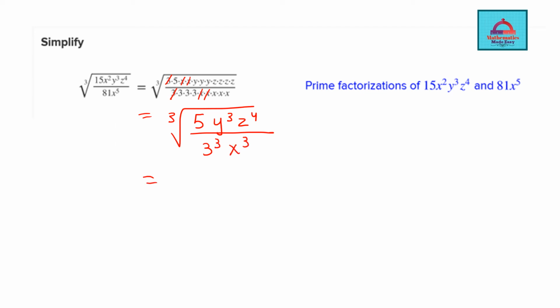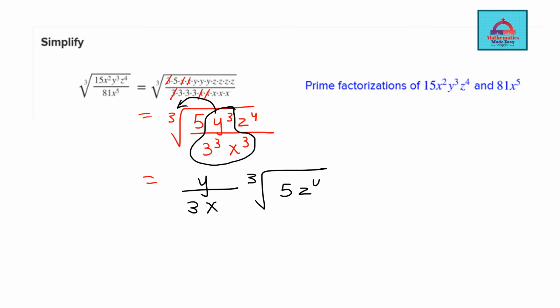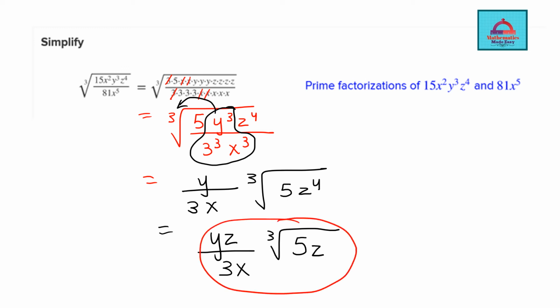So this y cube will come out of the radical because it's in a triple. So y over 3x and cube root of 5 z to the power 4. Now z to the power 4, one z will come out. So yz over 3x and one z will be remaining inside the cube root of 5z. This is your final answer.